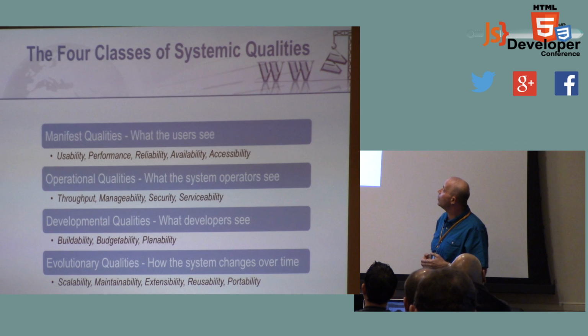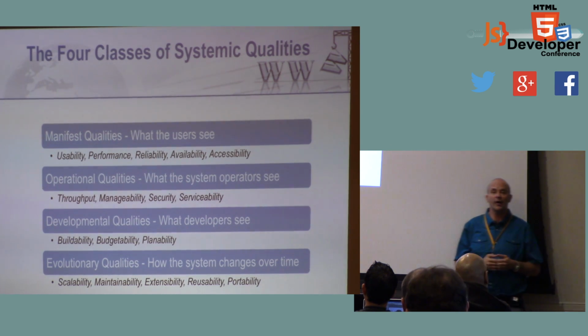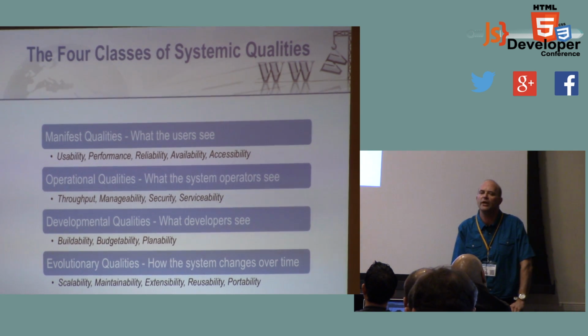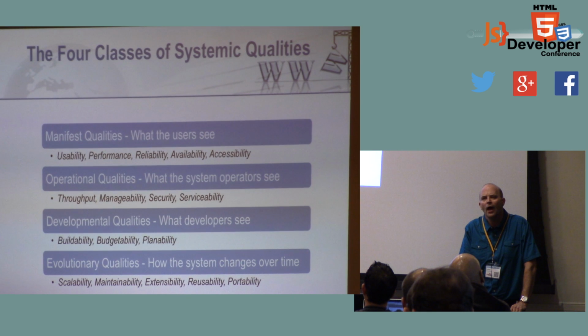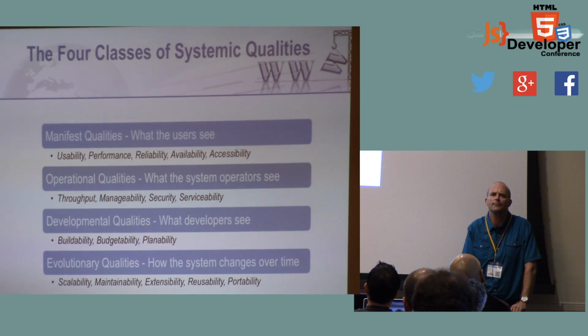The developmental qualities, things that developers care about. Can we build this? Can we plan it? Can we maintain it? Can we update it? I worked on an automotive project recently where I was trying to build an app for a car, only to discover 2/3 of the way through the project that there was no possibility of updating it without bringing the car to the shop.